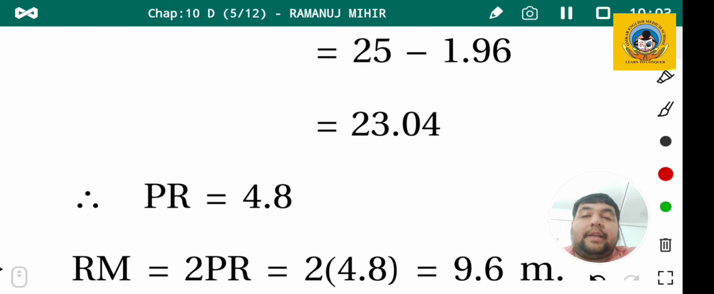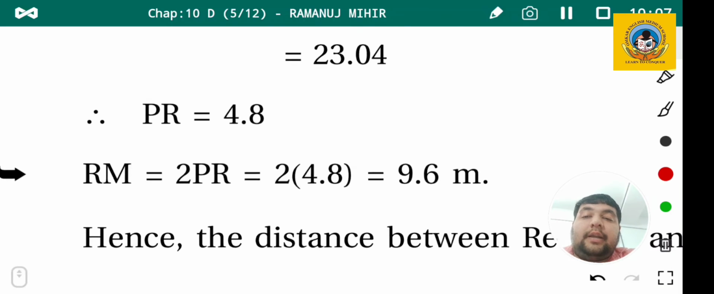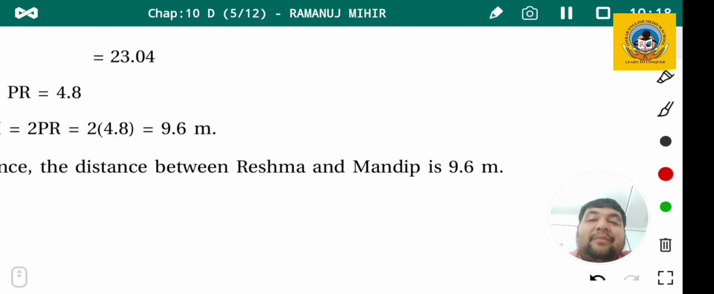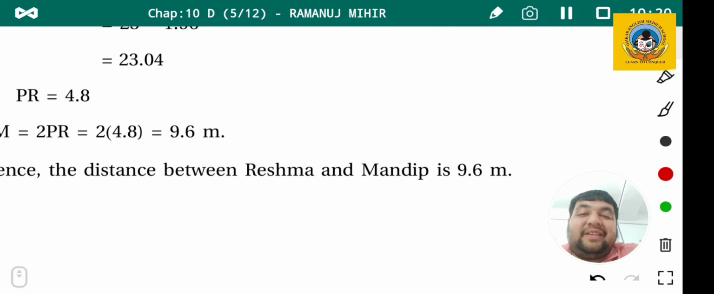So PR is equal to 4.8 and RM is double of the PR. So RM is equal to 2 times PR. So it will be 9.6. Hence the distance between Reshma and Mandeep is 9.6.